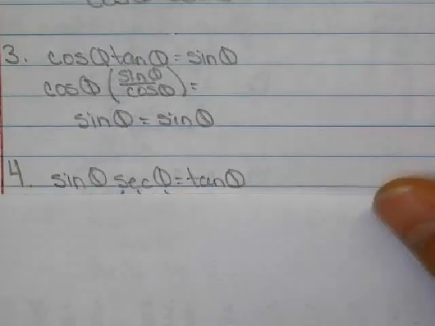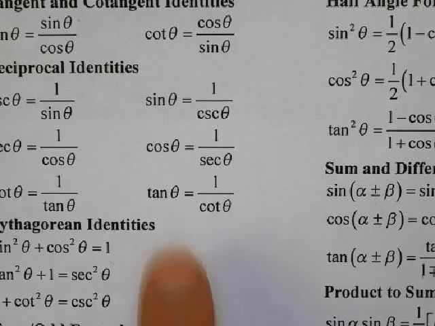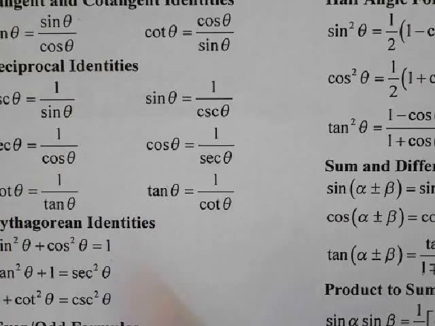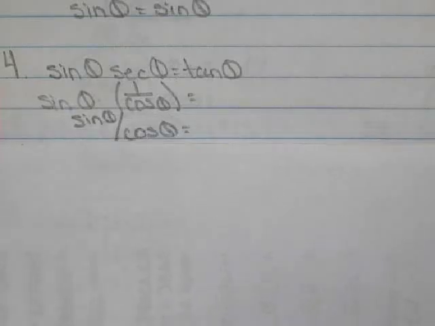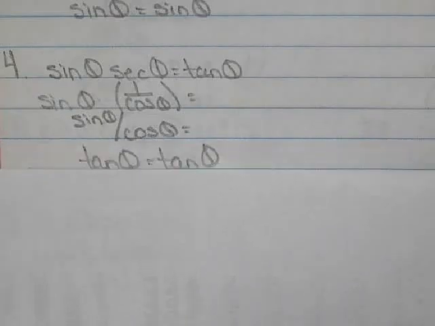Let's do another one. Number 4 here, sine theta times secant theta equals tangent theta. I'm going to change the secant to 1 over cosine, because I know that's what it equals according to my reciprocal identity. The secant is 1 over cosine. So sine times 1 over cosine gives you sine over cosine. Sine over cosine is tangent. So tangent equals tangent.